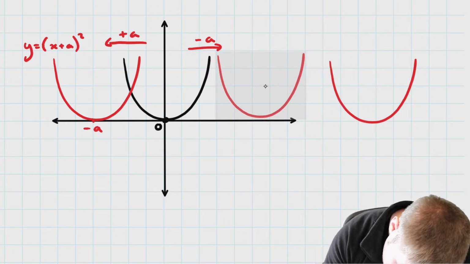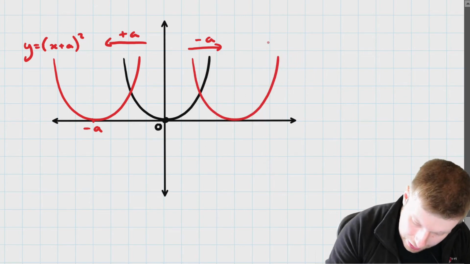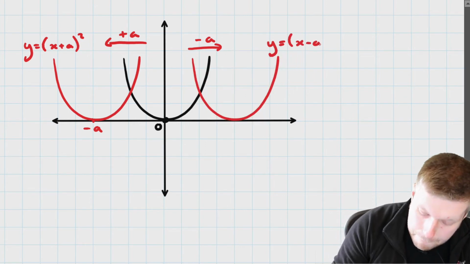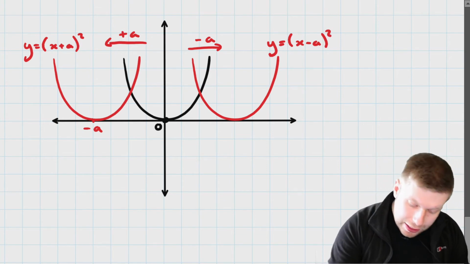Okay, so 1, 2, 3, 1, 2, 3. So I move the graph over here to the right. This is going to be the graph y equals (x minus a) all squared. Now this is intriguing, okay? So it's the opposite to what you think.